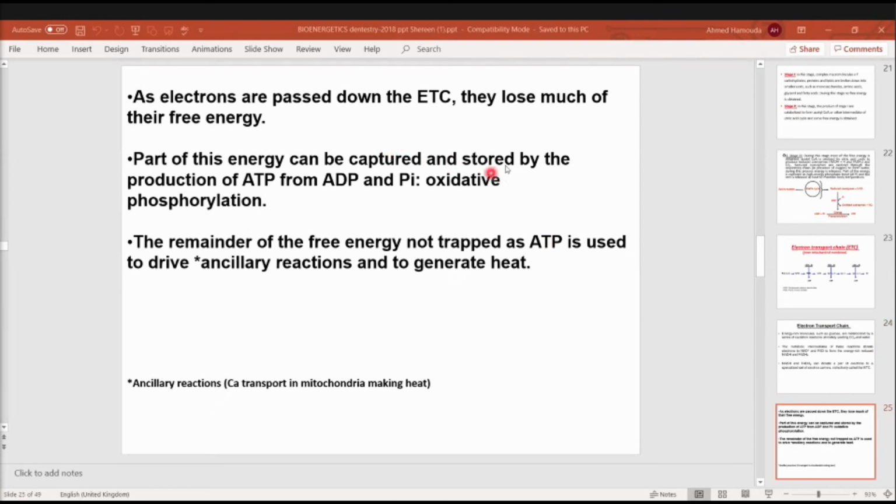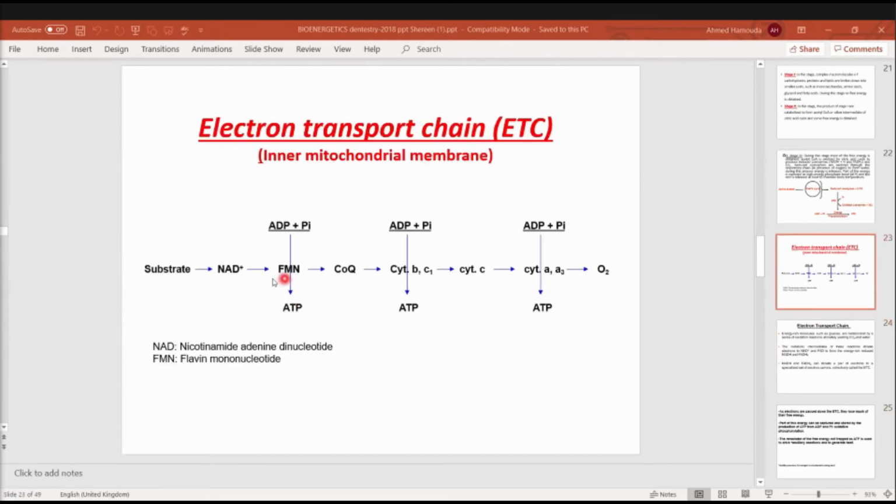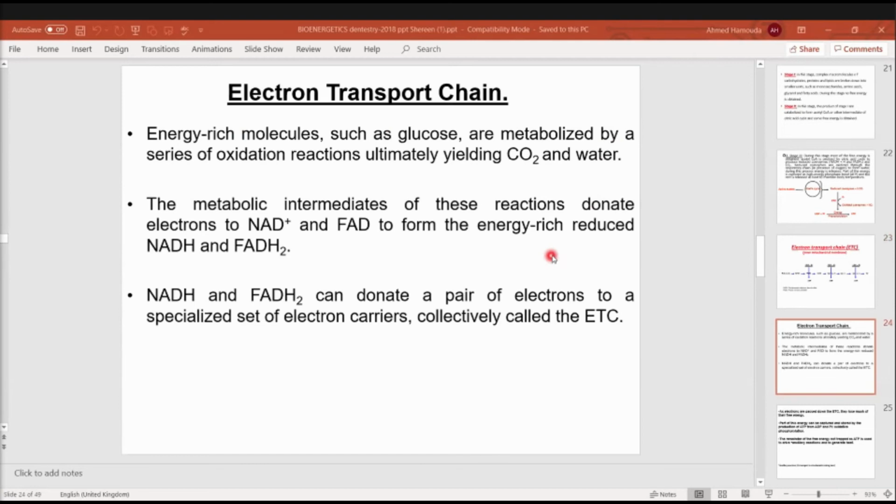As electrons are passed down the ETC, they lose much of their free energy. Once the electron moves from one place to another, it liberates a little bit of energy. Just for the sake of example, if the electron has 10 units of energy and it goes in this step, it releases 2 here. Then 8 is left. Then it moves here, gives 2, and 6 equivalent energy is left. Okay, so this is what it means.